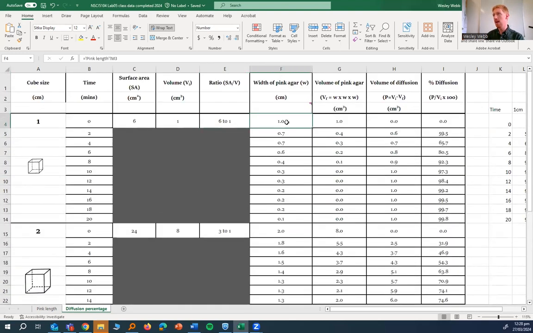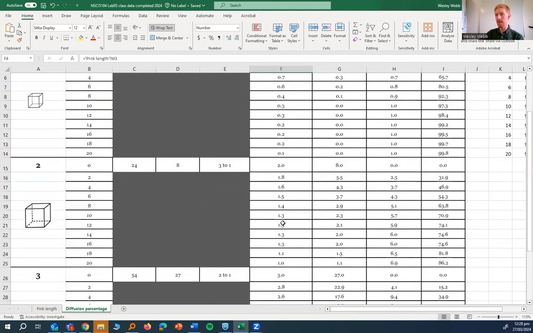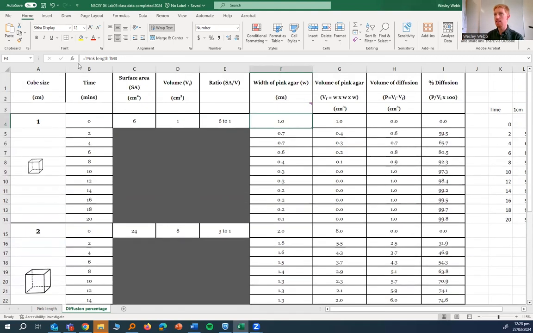Here we've put in the average width of the pink agar for the different time points. So averaged across the groups. This is taken from that other tab, and you can see this equals, see how it says pink length? That is taking its reference from the pink length tab. It's saying, look there and look at cell M3 to get the value for this. So that's just another kind of formula you can do.